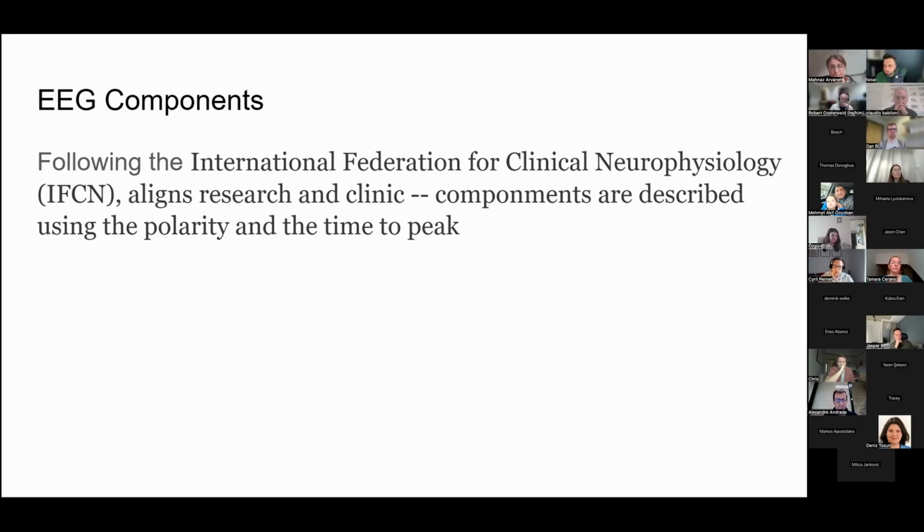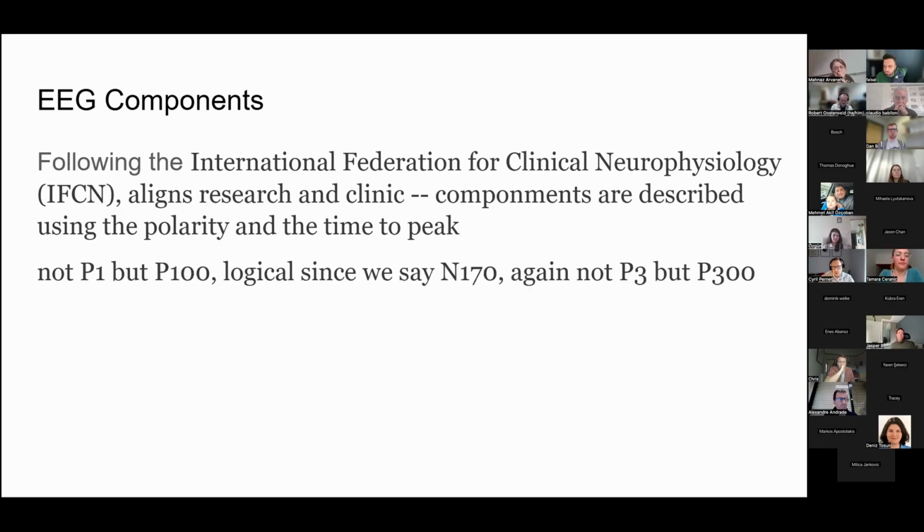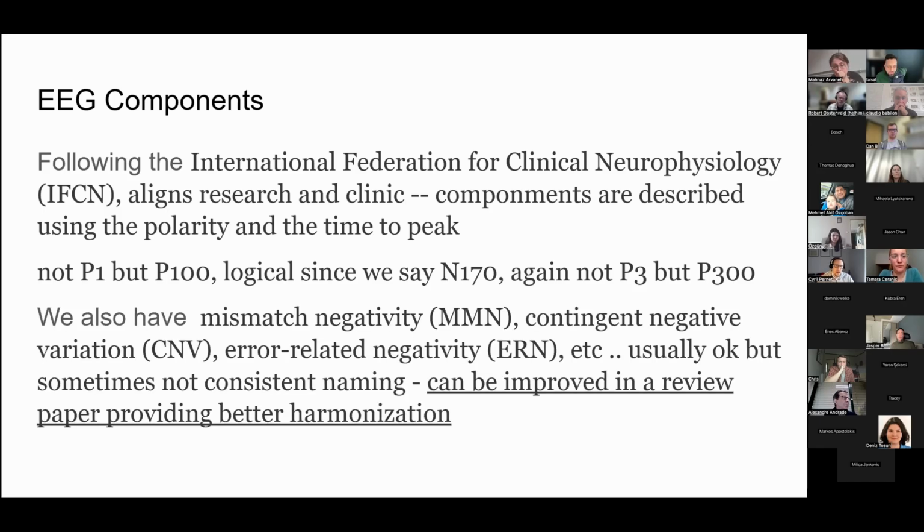Typical things would be components, which should be described using the polarity and the time to peak. That means not P1, but P100, which seems logical since we talk about N170, and not a P3, but a P300. Of course, we also have things such as MMN, CNV, ERN. These are more historical. Usually this is fine, but again, there's some inconsistency, and that is not addressed at the moment and could be improved through a review paper.